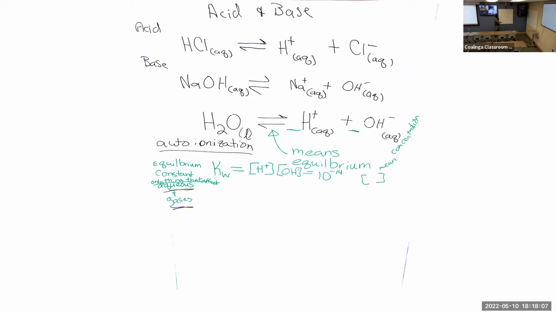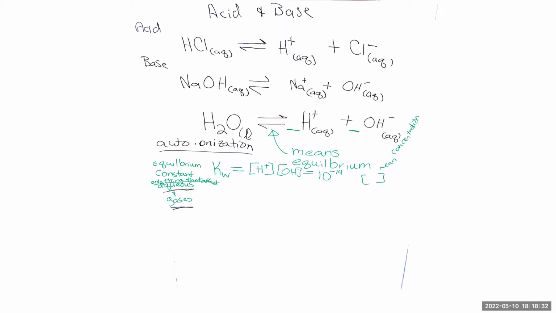Since I have one of these and one of these, and I'm breaking down one water, that means every time I break down one water, I'm going to have one of these and one of these. So these are going to be equal in their concentration, because we define our concentration based upon molarity. So moles are going to be equal, and since it's all in the same solution, they're going to have the same molarity.